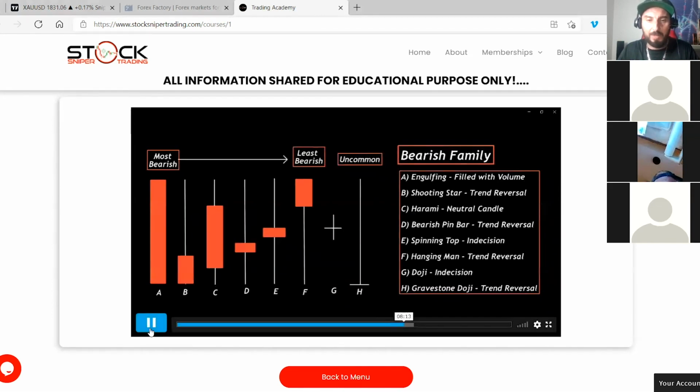And then the bearish family. Okay, so this is the bearish family. It is the exact opposite of our bullish candles. And the reason why I love Forex actually is because we can be buyers and we can be sellers. We can buy gold, we can sell gold, we can buy the stock market, and we can sell the stock market.